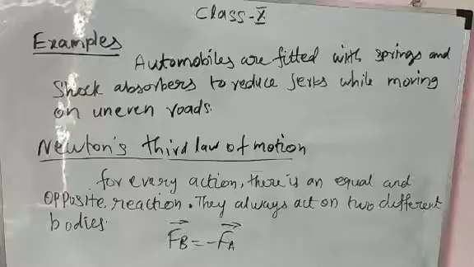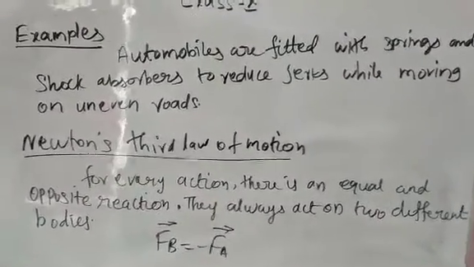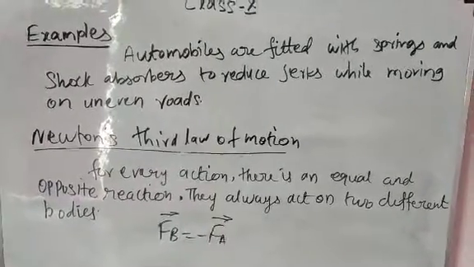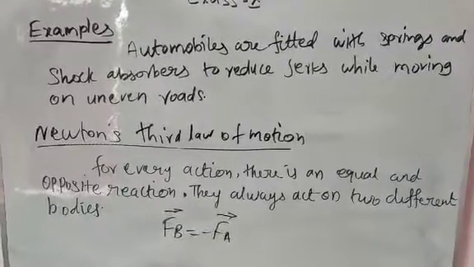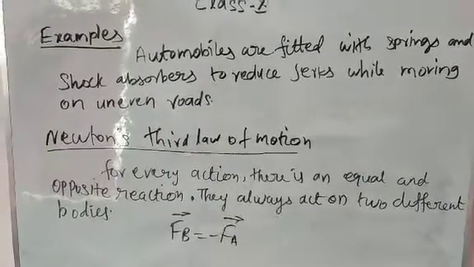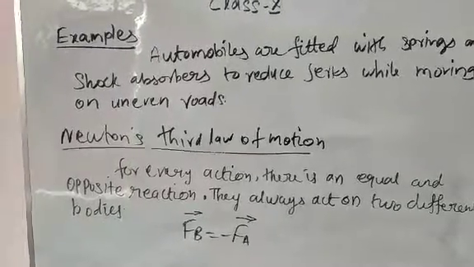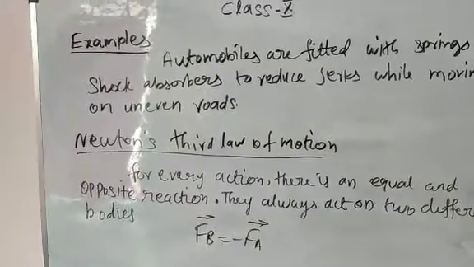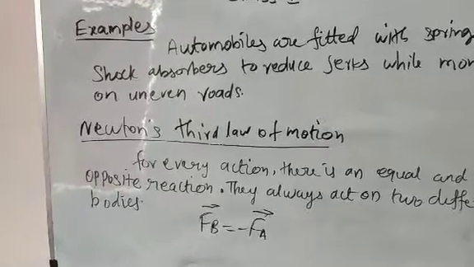Next, Newton's third law of motion. We already discussed Newton's first and second laws in the previous class. Now we are going to discuss Newton's third law of motion. Once again I revise Newton's first law. Every body continues to be in the state of rest or uniform motion along a straight line until an external force acts. This is the meaning. Without the help of an external force, a body cannot change its state of rest or uniform motion along a straight line. This is Newton's first law of motion.